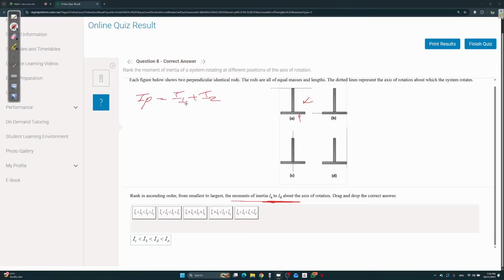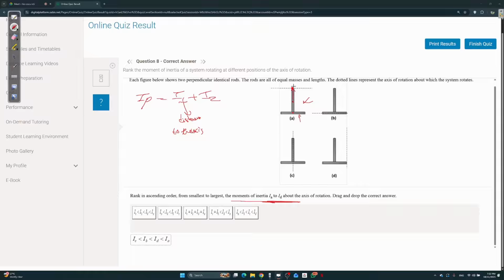Okay, and each I depends on the distance to the axis, right? Isn't it md squared, right? It depends on the distance to the axis. Okay, so over here, if the axis is up here, you want to look at both the center of masses. Compare it with the original center of mass. This center of mass, it's bigger.